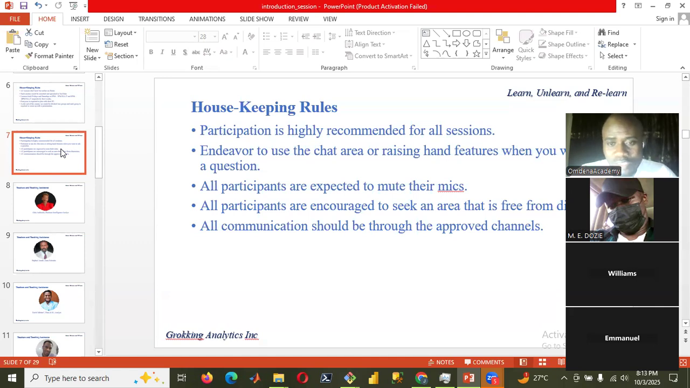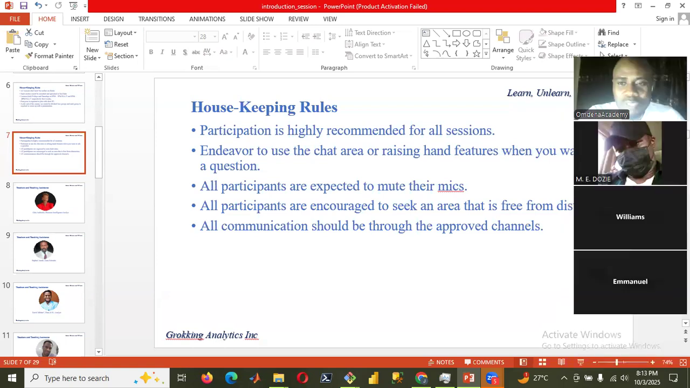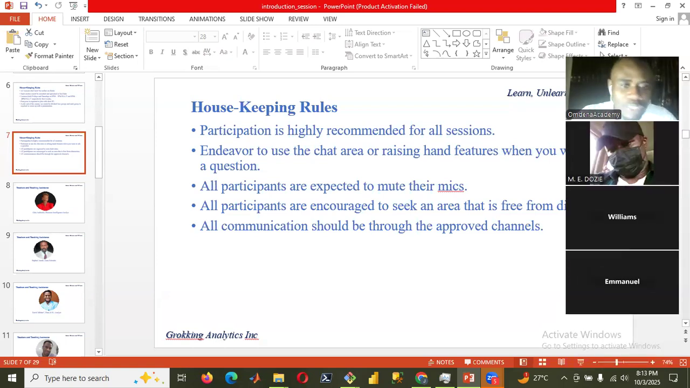Then the other thing is that you should endeavor to use the chat area or the raise hand feature if you want to speak. All participants are expected to mute their mics. We are also encouraging you to seek an area that is free from any form of discomfort, right? So you shouldn't be in a noisy environment. You shouldn't be in an environment where they are arguing or making noise, watching football or something.